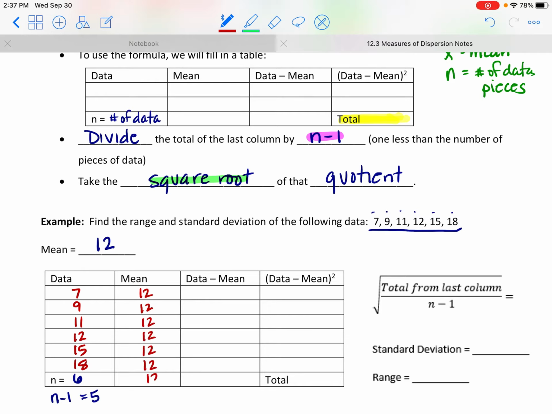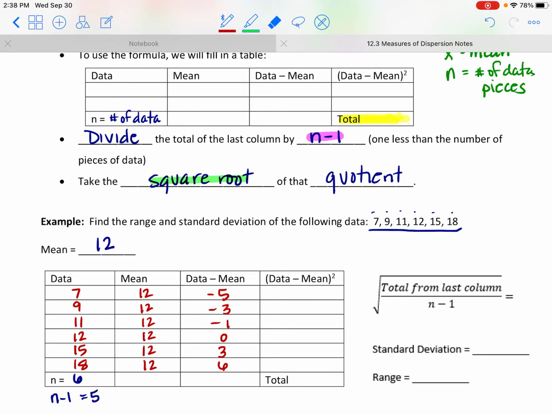Now with this standard deviation, we're trying to determine if our values are all close to the mean or are they all far from the mean. So we're going to subtract the mean from the data. If I take 7 minus 12, that's going to get me negative 5 here. And then 9 minus 12 is negative 3. 11 minus 12 is negative 1. 12 minus 12 is 0. 15 minus 12 is 3. 18 minus 12 is 6.